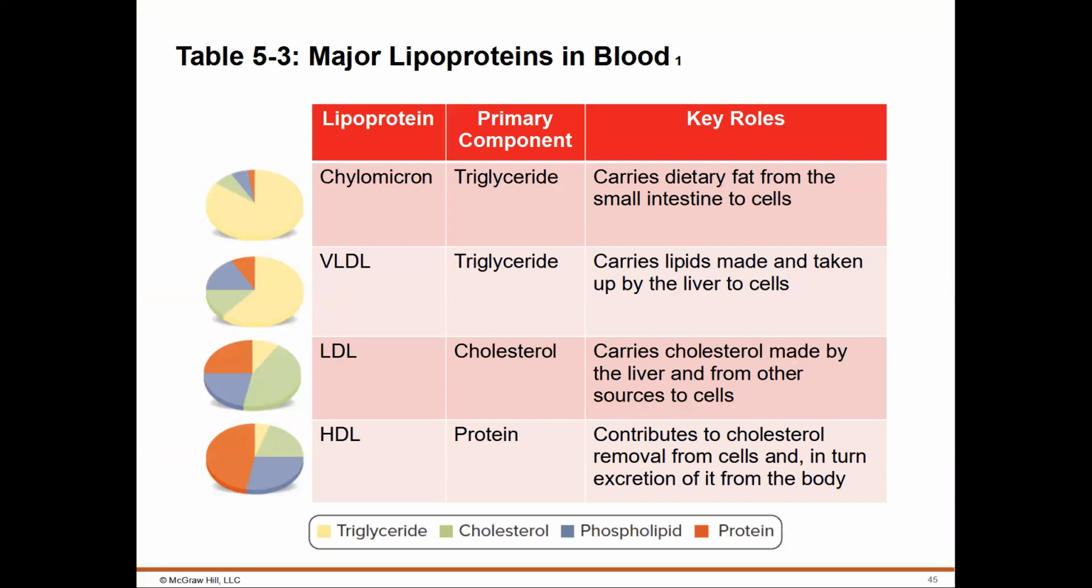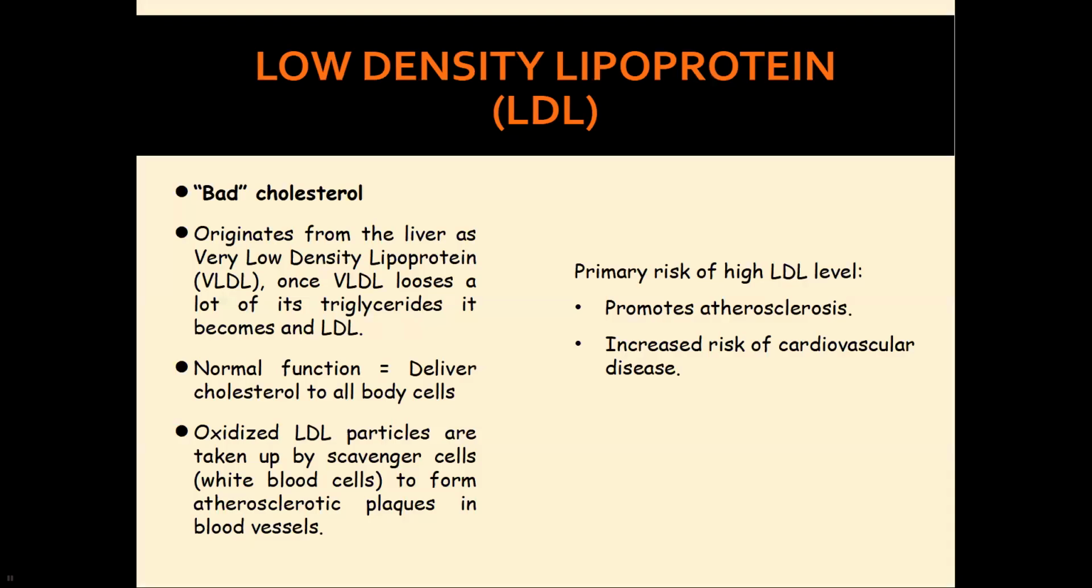We have four major kinds of lipoprotein. As you can see here, we have chylomicrons, very low density lipoprotein (VLDL), low density lipoprotein (LDL), and high density lipoprotein (HDL). But for this class, I just want us to pay most of our attention to LDL and HDL.